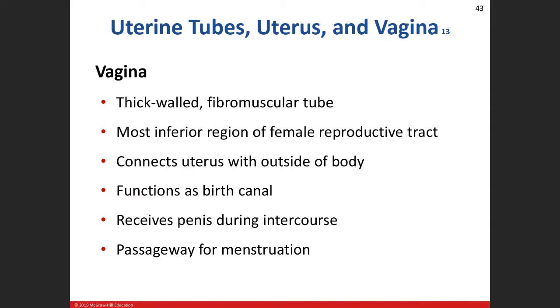Inferior to the uterus is the vagina. The vagina's job is simple. It will function as the birth canal during childbirth. And then also during intercourse, this is where the male genitalia, the penis, will be inserted. And then also, during menstruation, when the endometrium gets sloughed off and the functional layer gets sloughed off, this is where it's going to lead through.